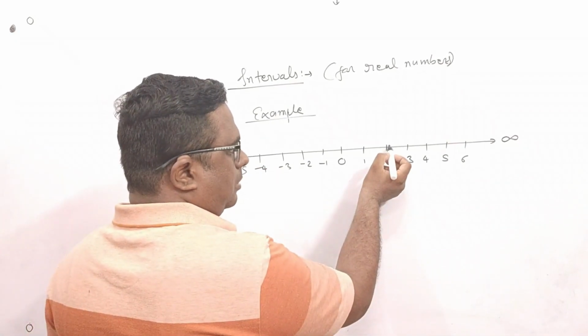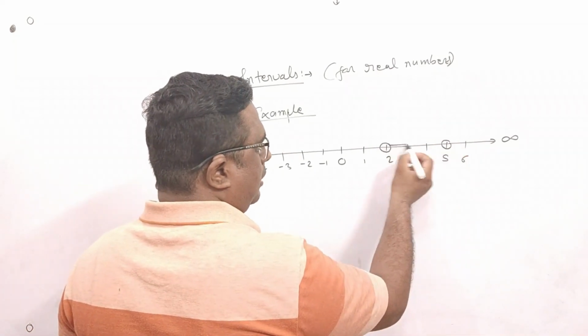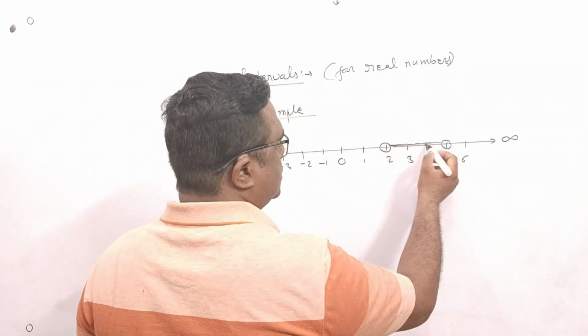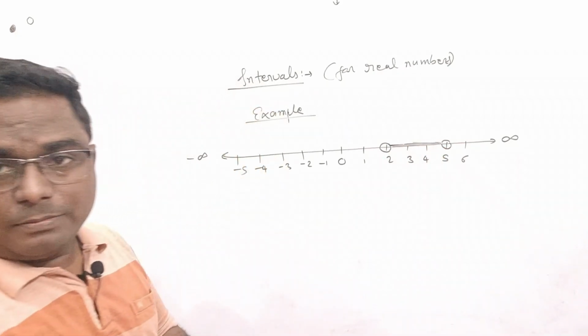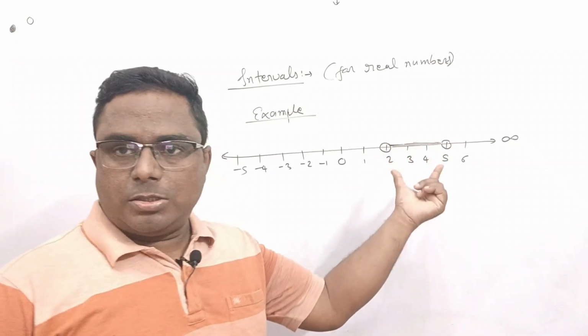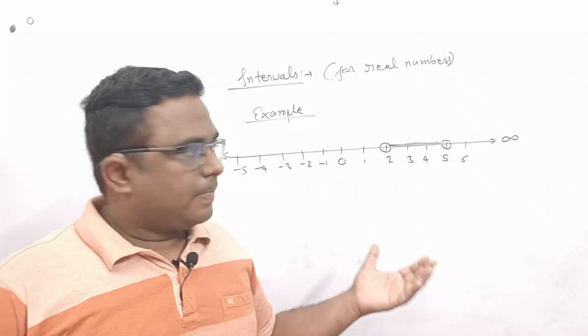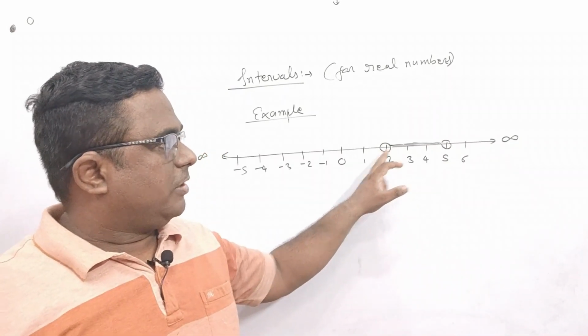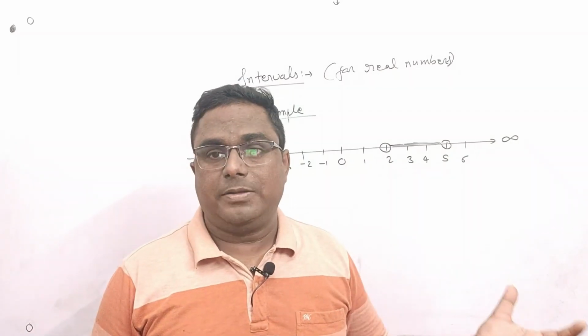Suppose I take 2 here and 5 here and I darken this segment of the real number line. I have darkened this much segment by bold, but I have not filled these circles. I have kept these two circles blank.